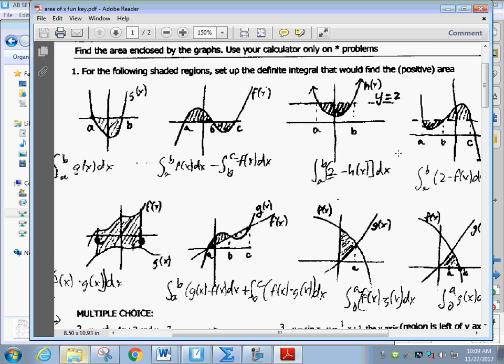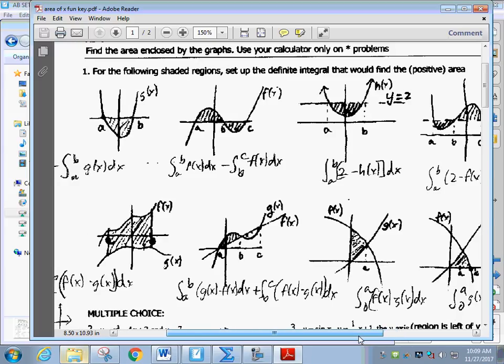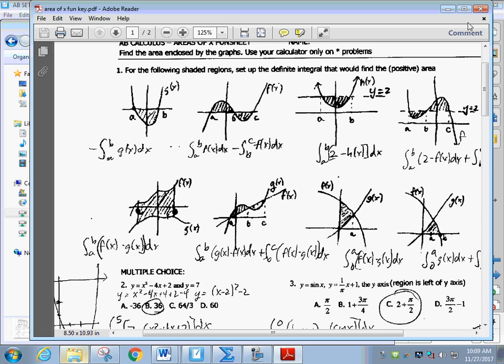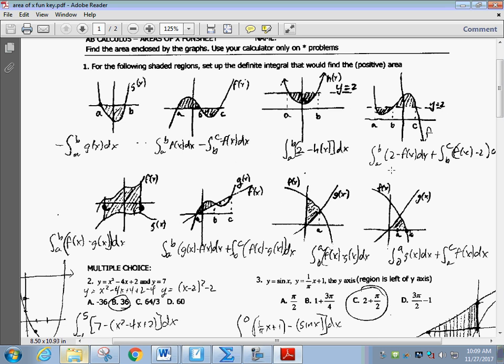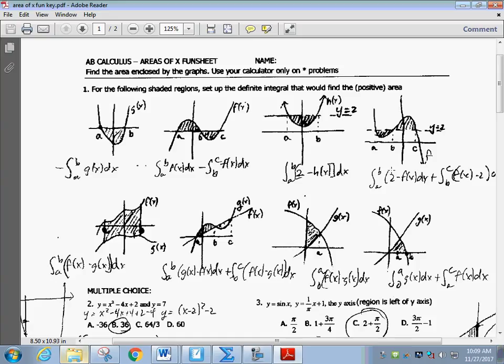Okay. There was one of these where I forgot to name the graph. I apologize. Okay. So the idea, pay attention to the negatives, and the idea being to make or force a positive area. This would have been a negative area, so you need to take some steps to make it positive.